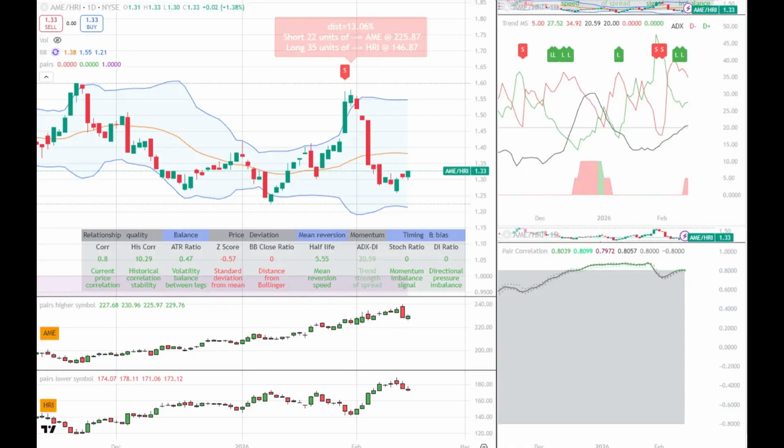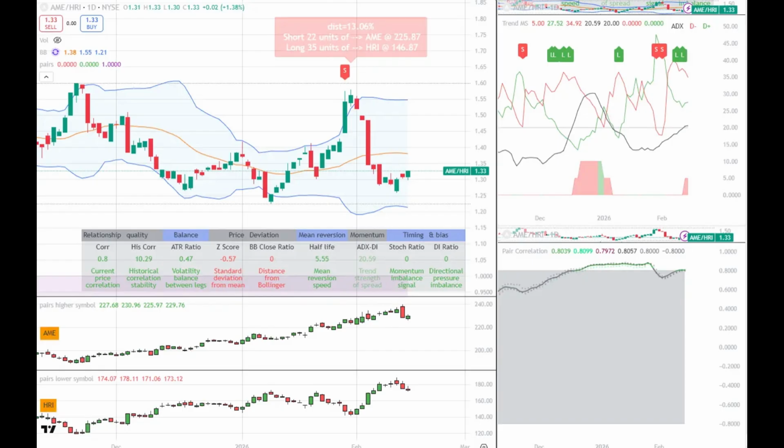ADX measures trend strength, not direction, but strength. In this case, ADX was not showing extreme trend strength in the spread itself. This is critical. If ADX were very high, it would indicate that the spread is trending strongly, and strong trends can overpower statistical mean reversion. A moderate or low ADX suggests that the move may be overstretched rather than structurally trending. This supports the short entry.